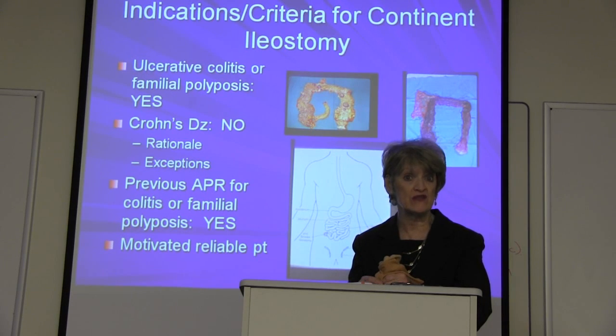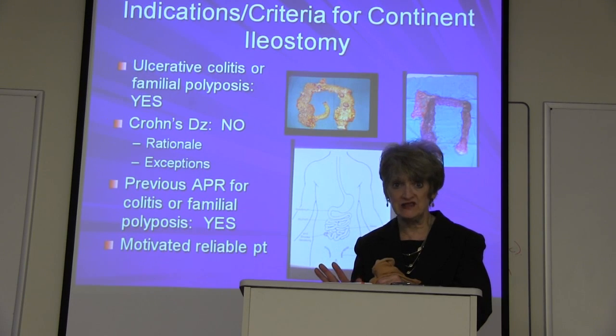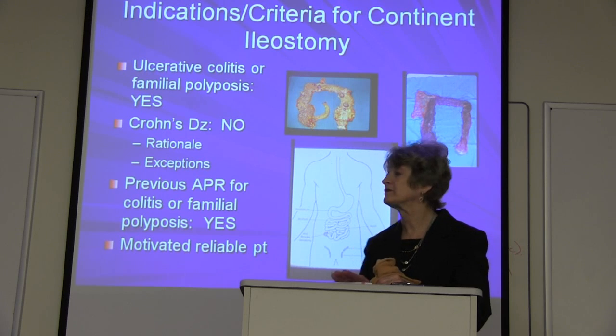What about the patient with familial adenomatous polyposis? You need to remove the entire colon and the rectum. Small bowel is not involved. That patient would be a good candidate. So both the patient with ulcerative colitis and the patient with familial polyposis are good candidates for a continent ileostomy because they have a disease process involving the entire colon and rectum, but there is no small bowel involvement. The small bowel is healthy and can be used to create the reservoir.